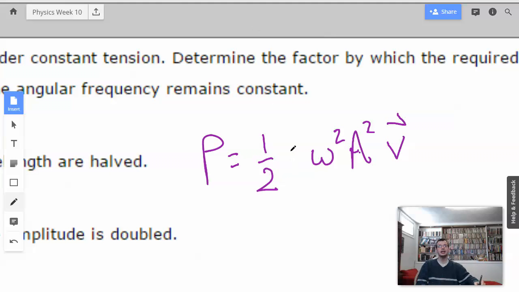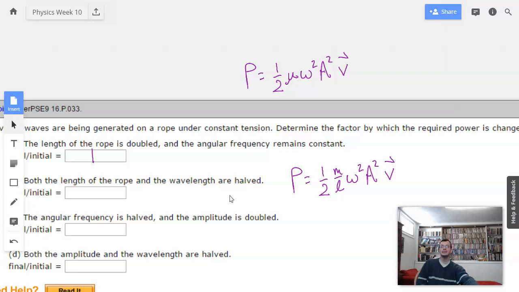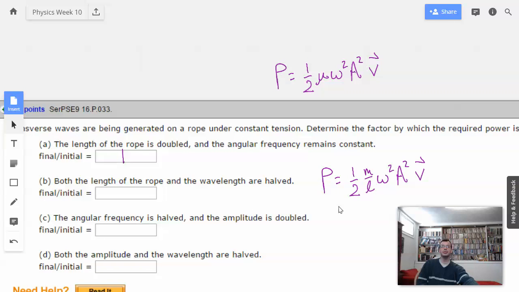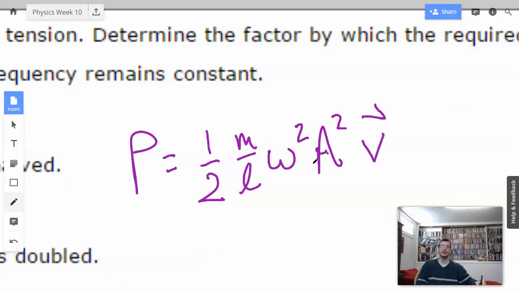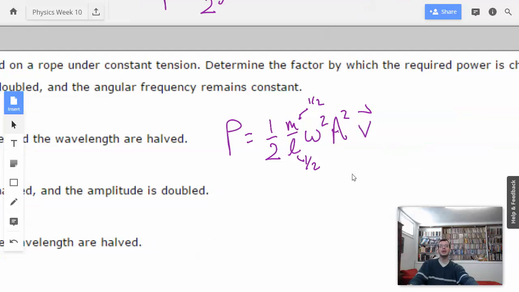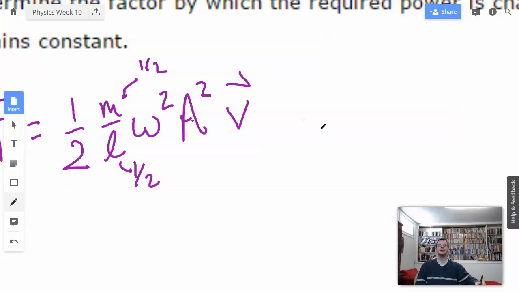I'm going to say mass over length. So the length of the rope is halved, so this goes to 1/2. But I'm also going to assume that the mass of the rope is halved as well. And the wavelength. Okay, so omega equals 2 pi f, where we know that velocity equals distance divided by time, because my car goes in miles per hour, which equals wavelength times frequency.